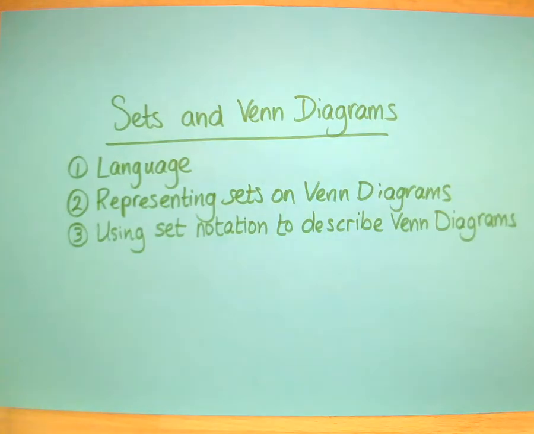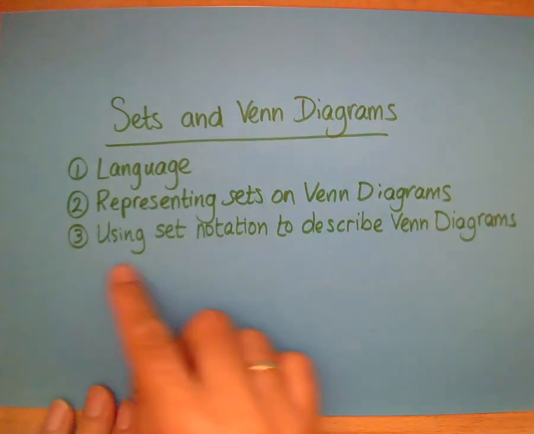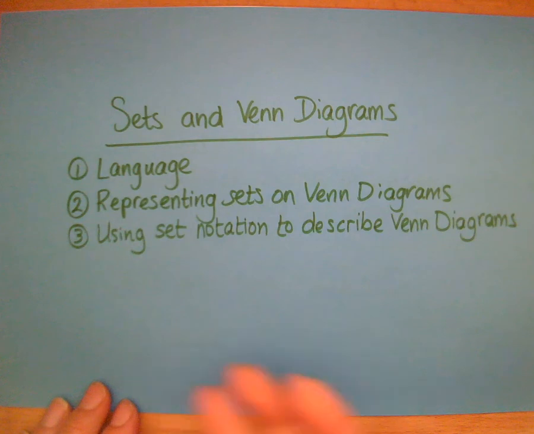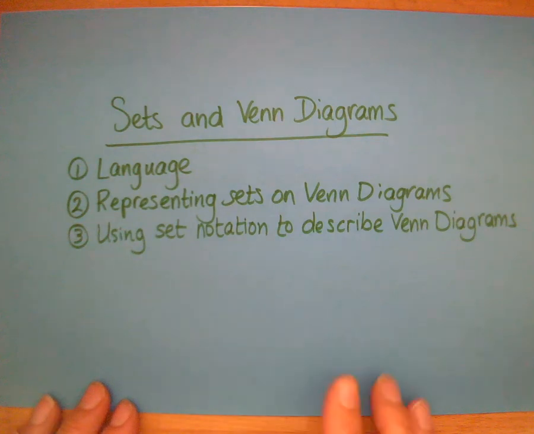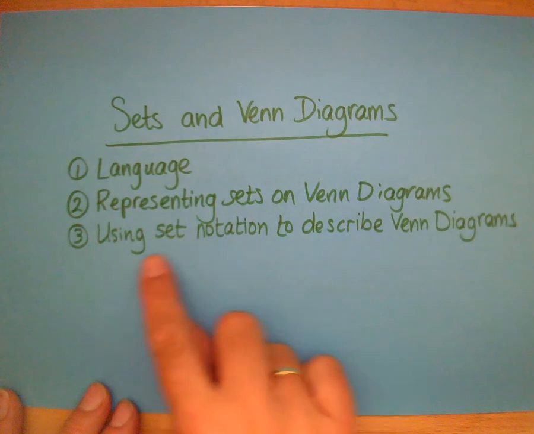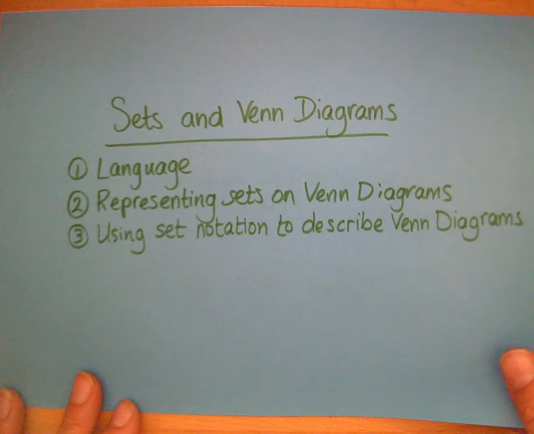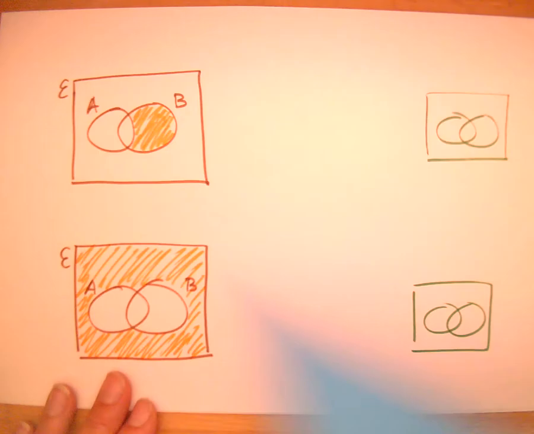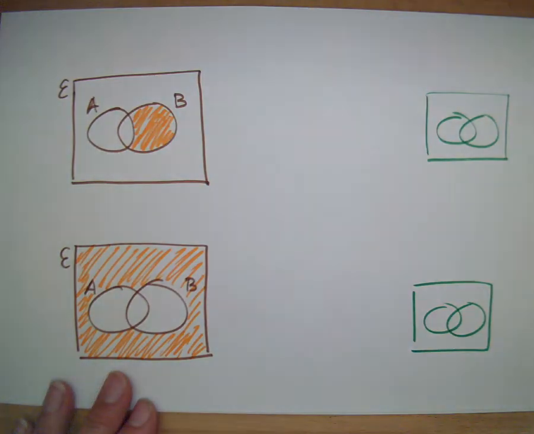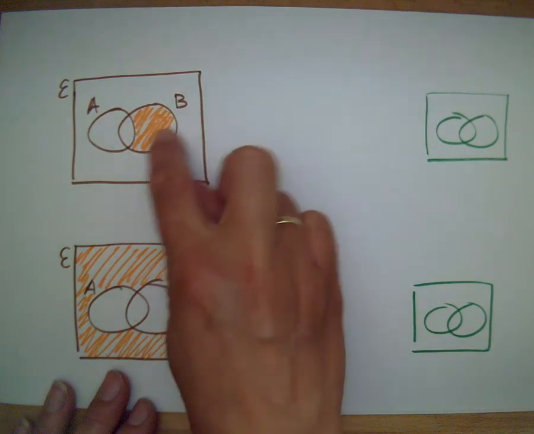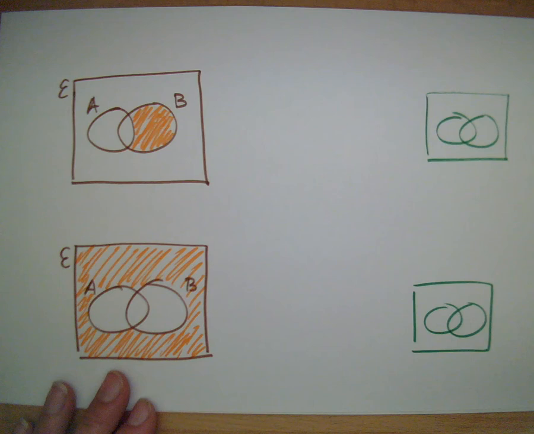Hey, we're doing more Venn diagrams. Today we will use set notation, which is A, B, the intersection sign, the union sign, and the complement sign, using that notation to describe a Venn diagram. So you're given a Venn diagram, and you have to come up with a set notation that describes this Venn diagram. So here we have a shaded region in orange.